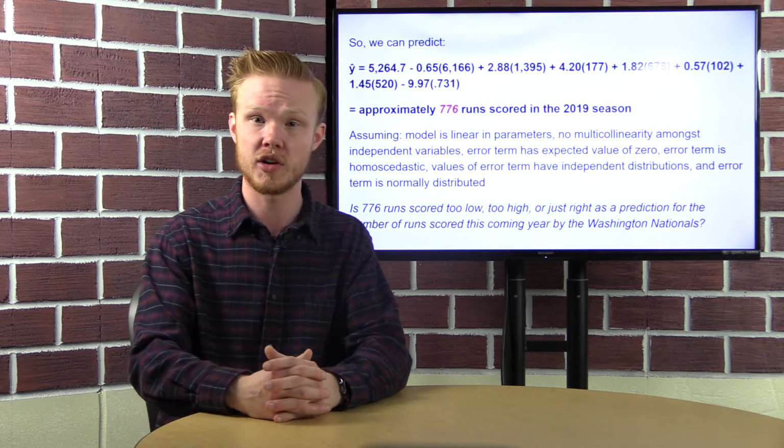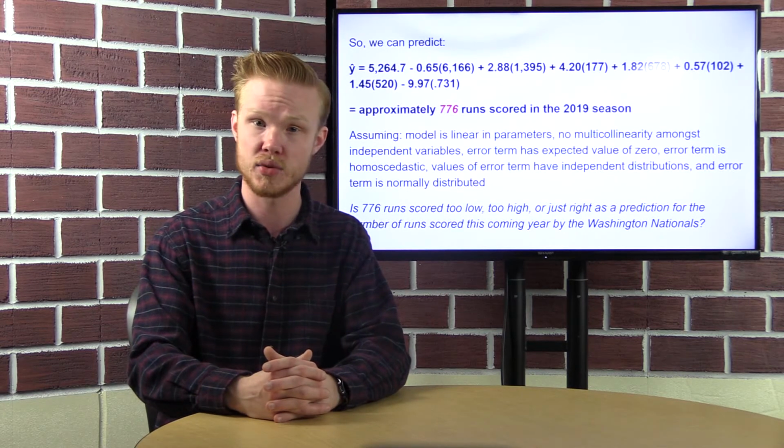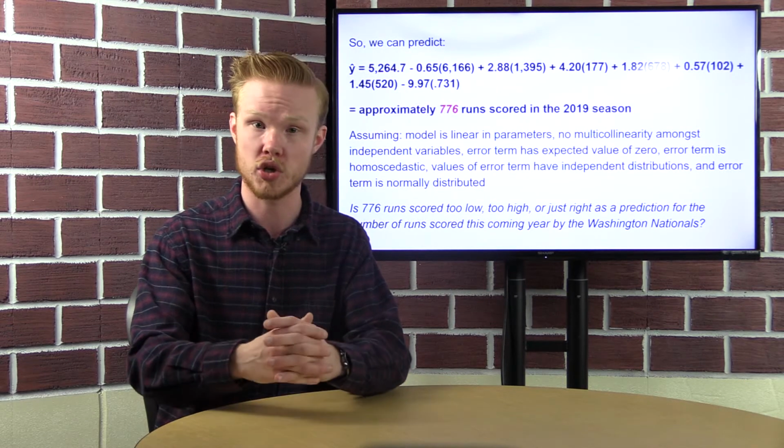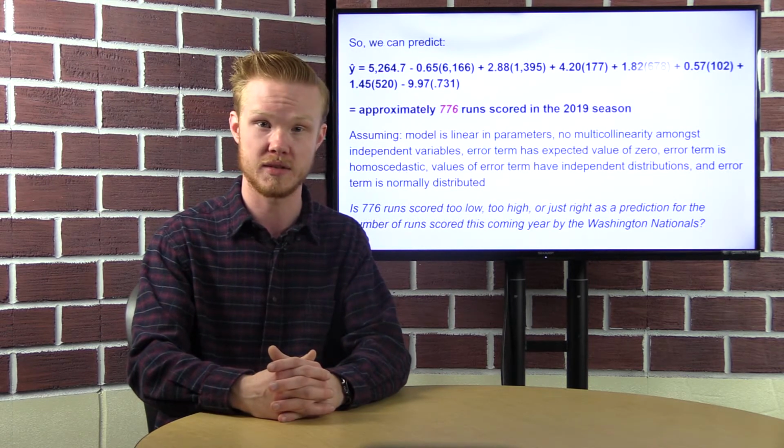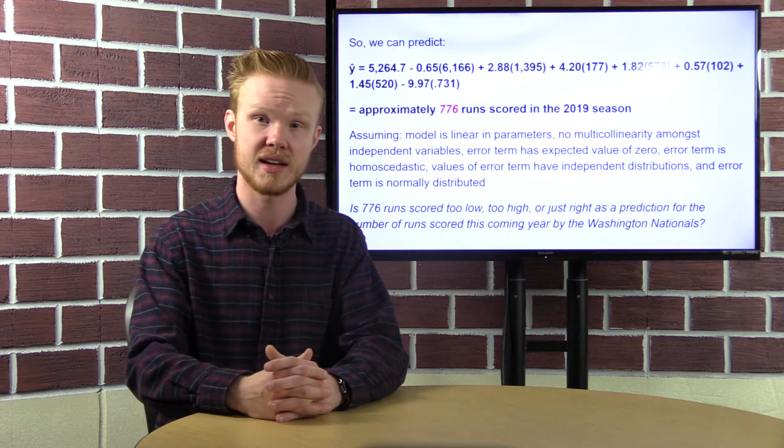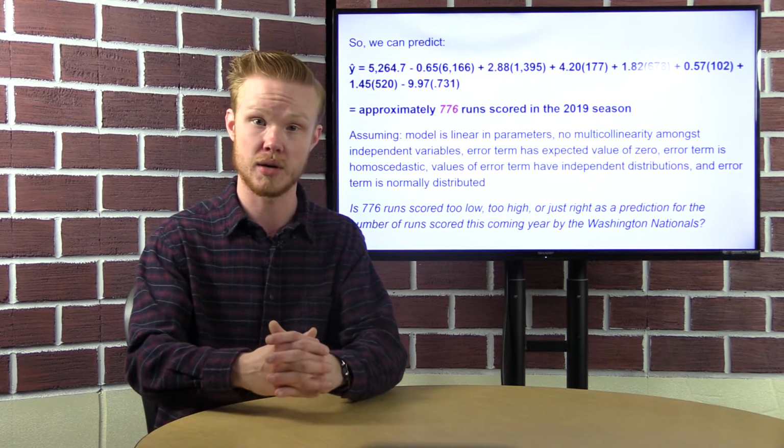There is surely omitted variable bias and minor residual errors, as well as the fact of a super small sample size in regards to the multiple regression equation we have just constructed. But an elementary prediction is nonetheless 776 runs scored for the upcoming season.